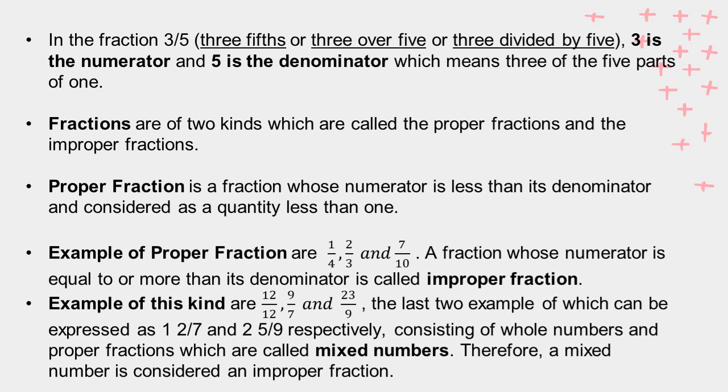The last two examples of which can be expressed as 1 2/7 and 2 5/9, respectively, consisting of whole numbers and proper fractions, which are called mixed numbers. Therefore, a mixed number is considered an improper fraction. So that's one of the kinds of fractions.